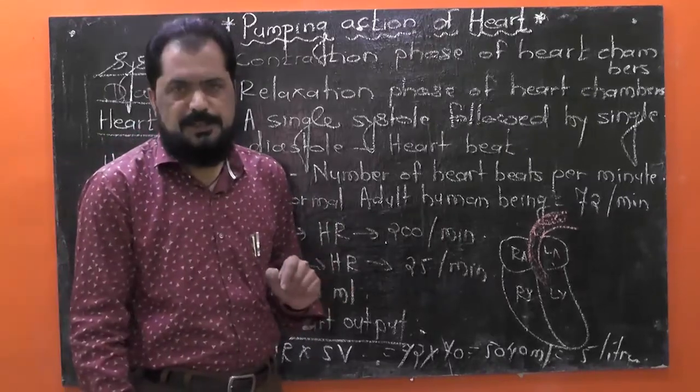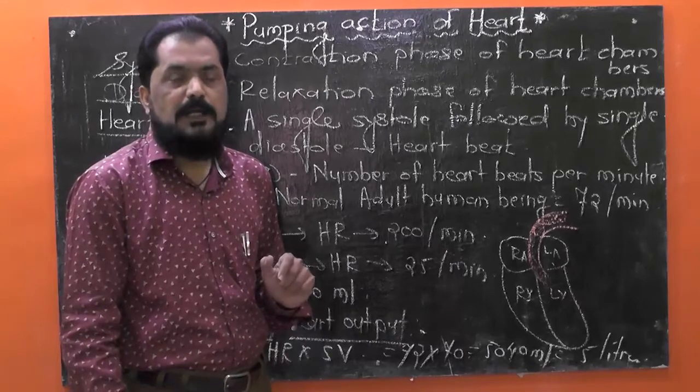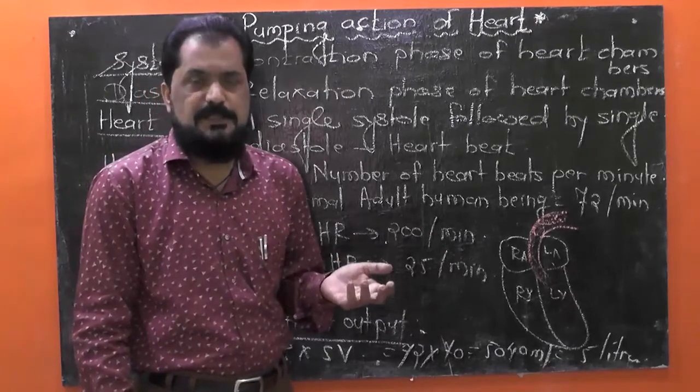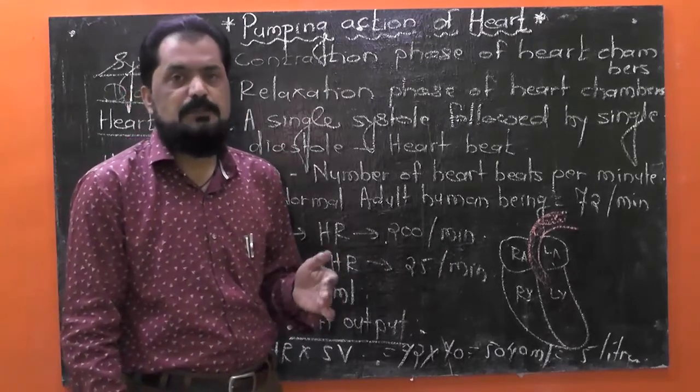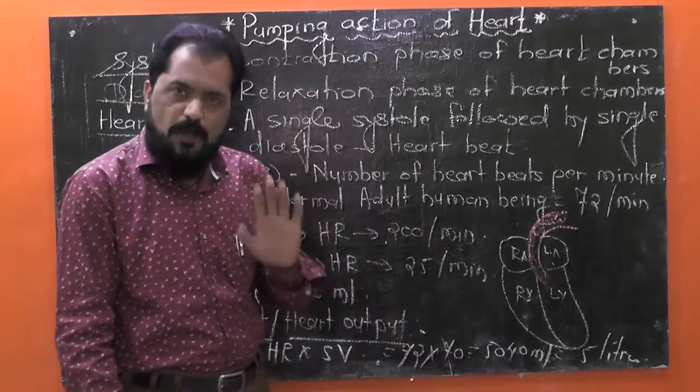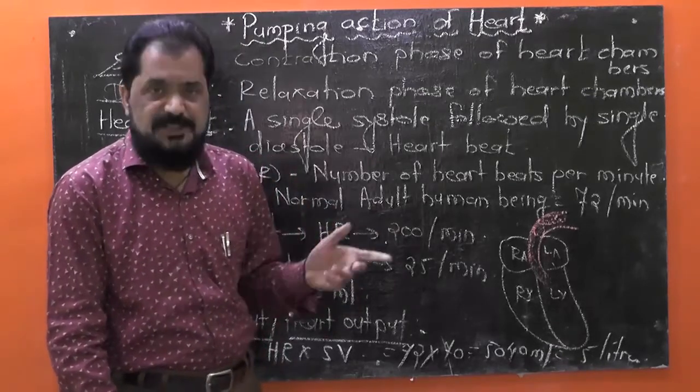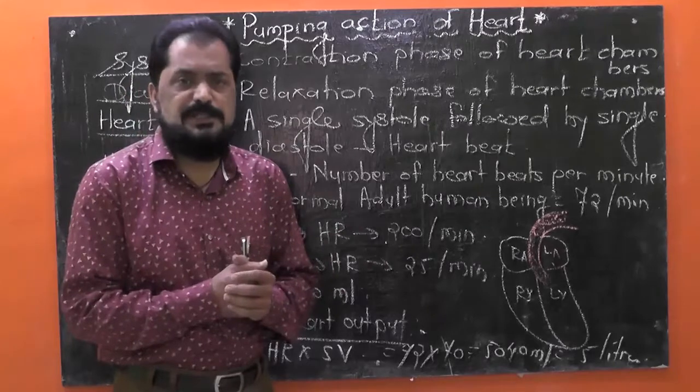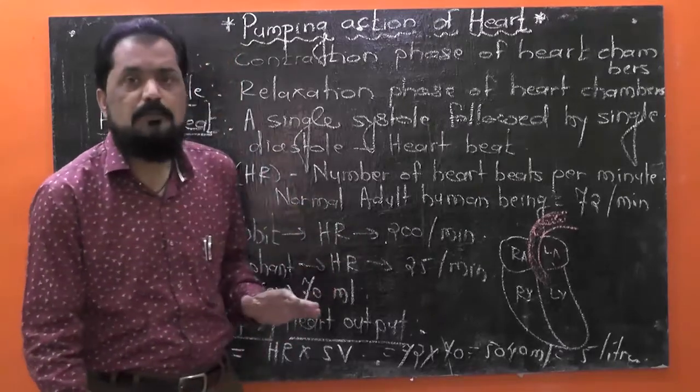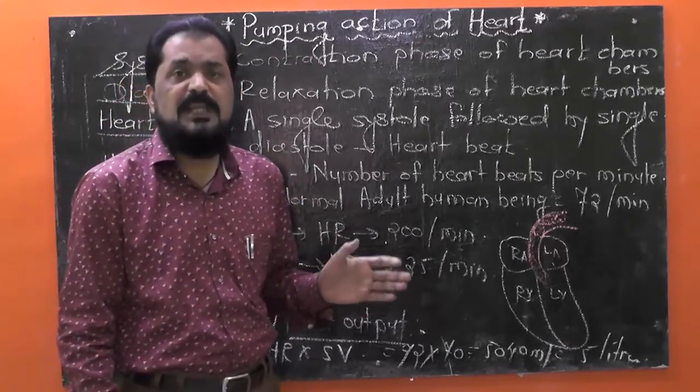During mild exercise like walking, the cardiac output rises up to 11 liters per minute. While in trained athletes during vigorous exercise, the cardiac output may rise to 40 liters.